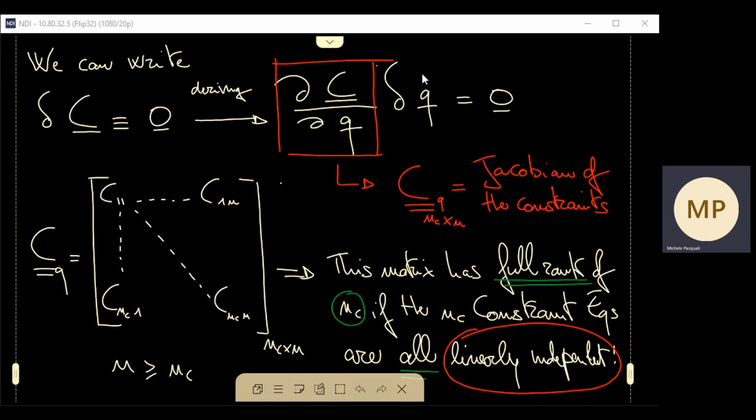So the rank of this matrix is at its maximum NC, so it has full row rank, if the constraint equations associated to this Jacobian are linearly independent. Okay, this is where we arrived. As a consequence of this, we can do the following. Let's finish this small part of the lecture, and then we continue.